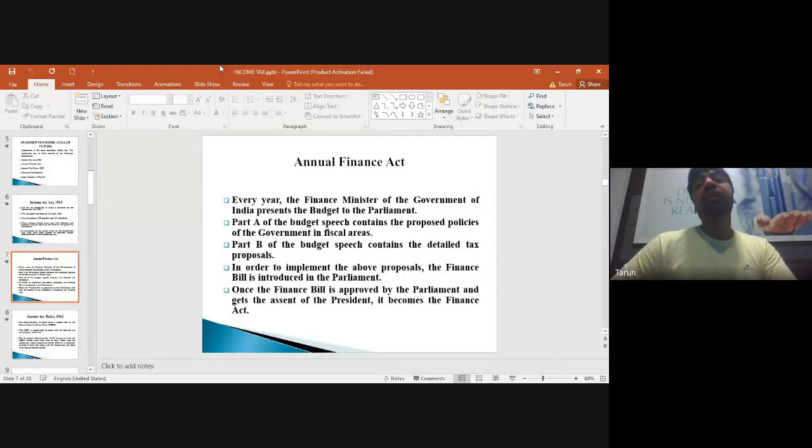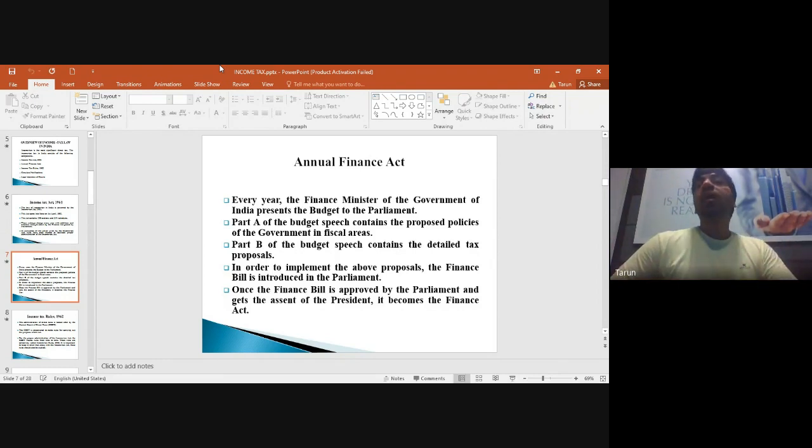Every year, the finance minister of the government of India presents a budget to the parliament, and it is categorized into two parts, Part A and Part B. Part A includes plenty of policies related to fiscal areas, like interest rates, bank interest rates, loan rates, and the tax slab rates on individuals, right?